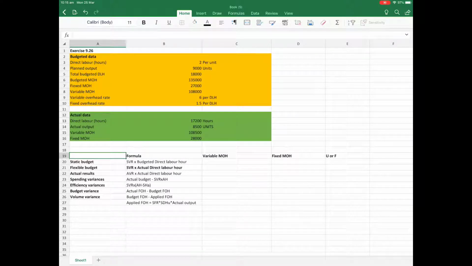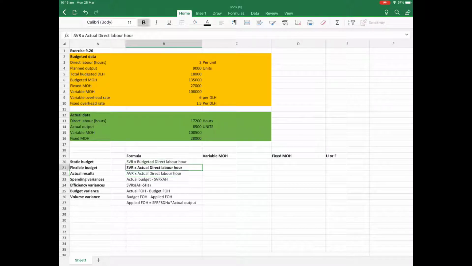In the exam, I want you to write out the formula for the variance. The reason is, if you have a wrong calculation and you have the right formula, I will still give you the mark for the formula. So remember to write out the formula.